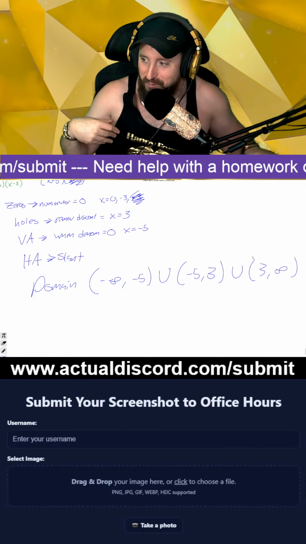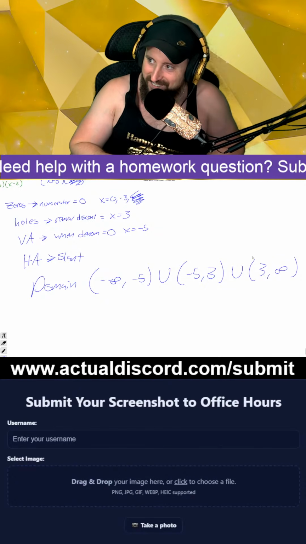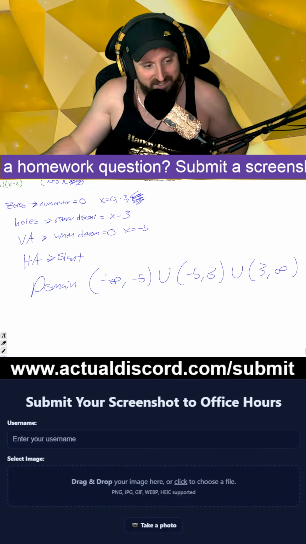Don't train obliques, you'll get a wider waist. Yeah, we're trying to keep the aesthetics, dude.